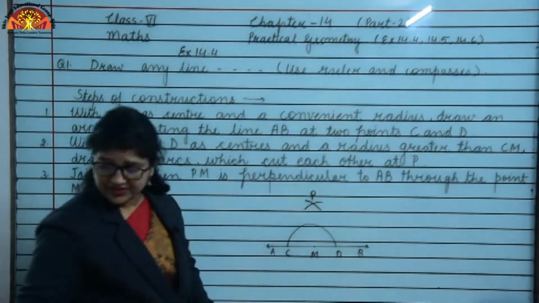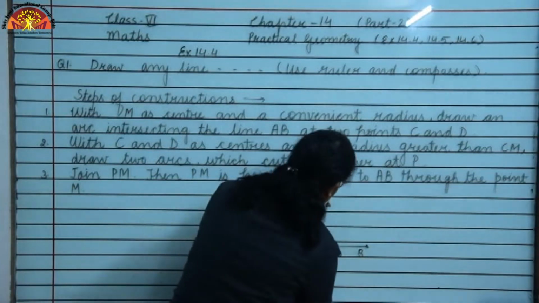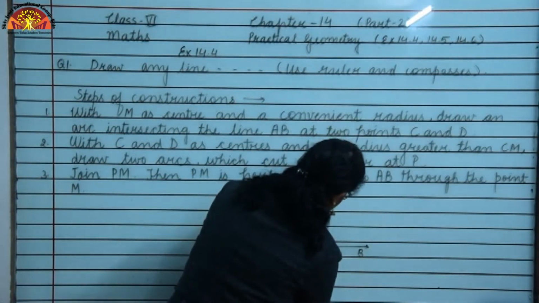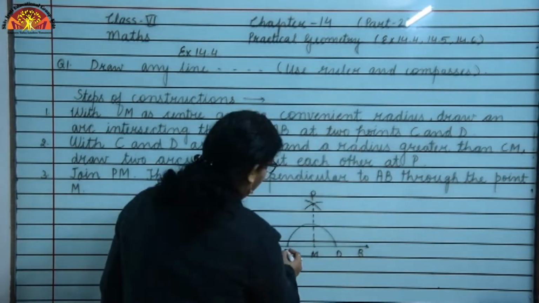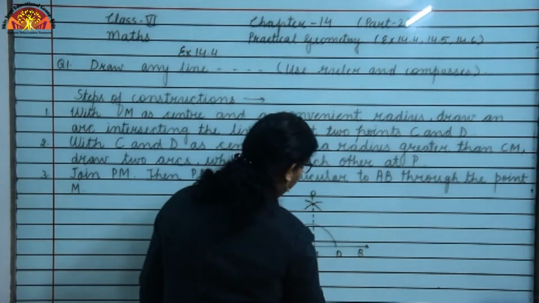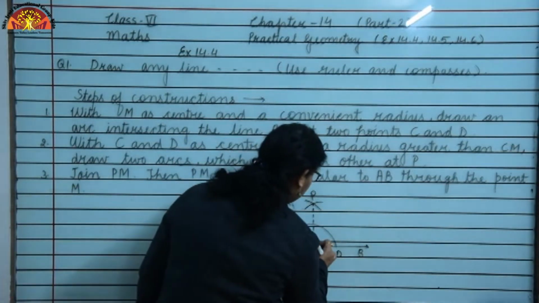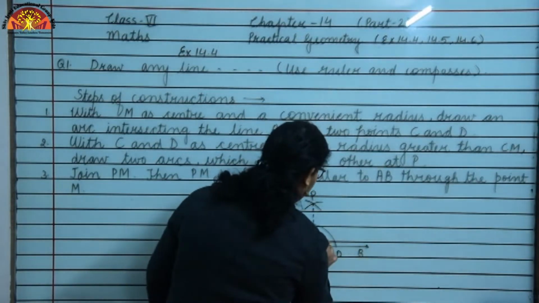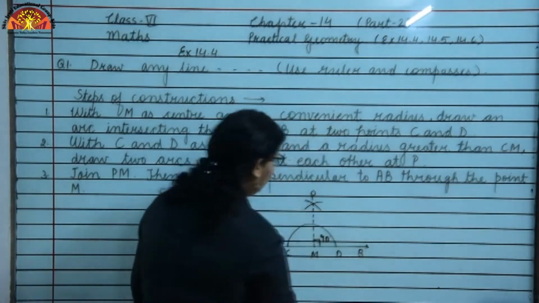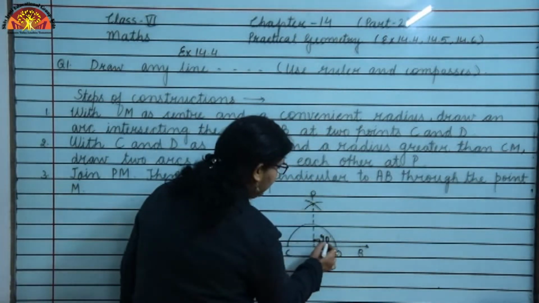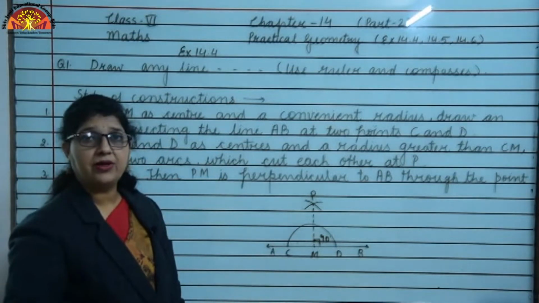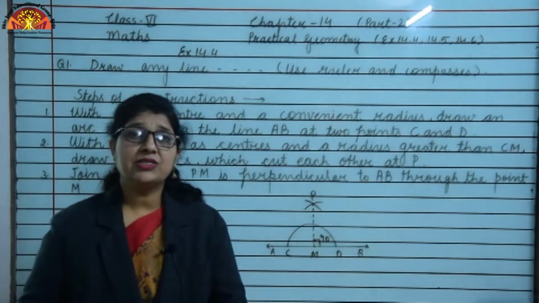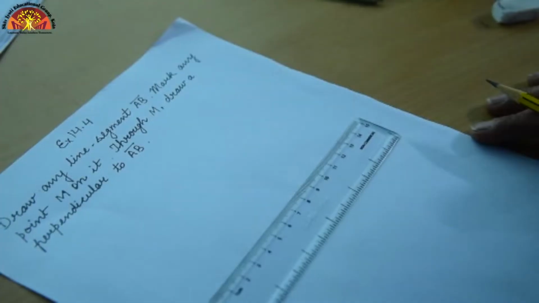Now, with the help of scale, join PM and this is the required perpendicular. Perpendicular means when two lines intersect each other at 90 degree, that is called perpendicular. So, PM is the required perpendicular. Let us see this construction on the page.